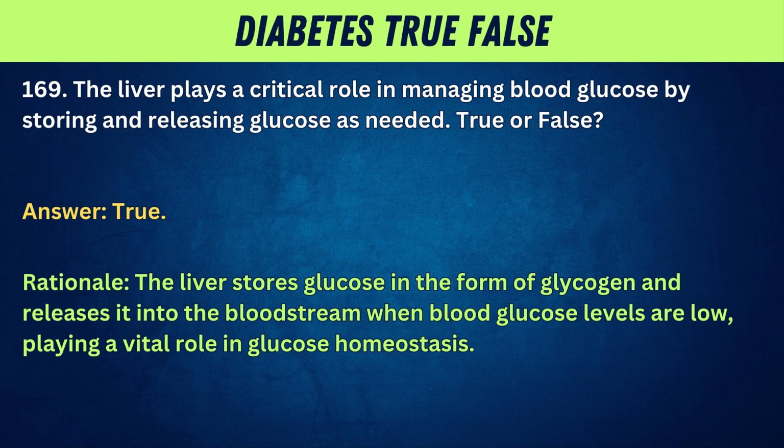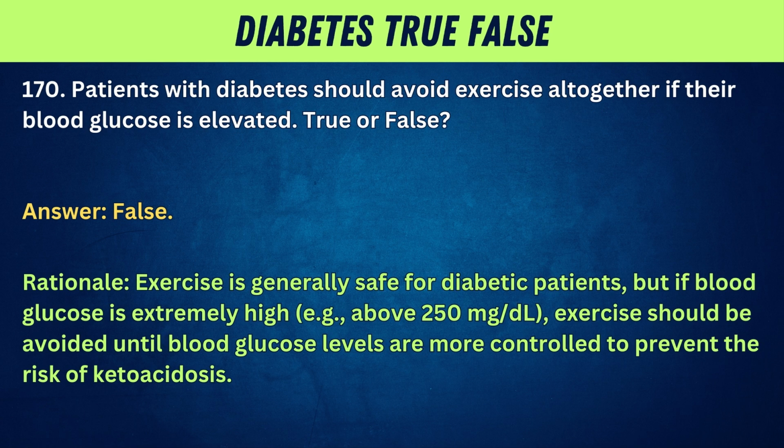Rationale: the liver stores glucose in the form of glycogen and releases it into the bloodstream when blood glucose levels are low, playing a vital role in glucose homeostasis. 170. Patients with diabetes should avoid exercise altogether if their blood glucose is elevated. True or false? Answer: false.